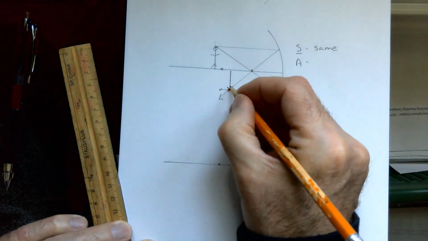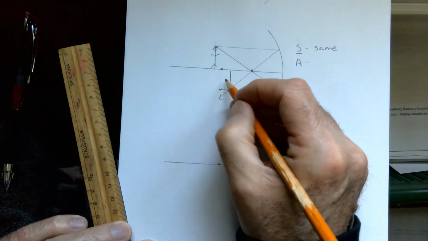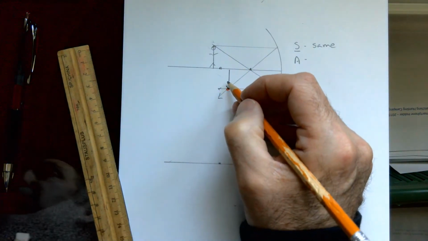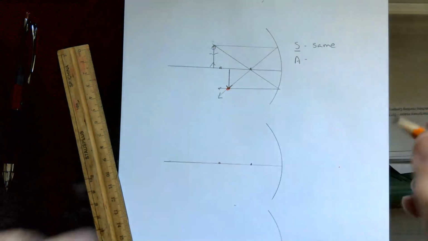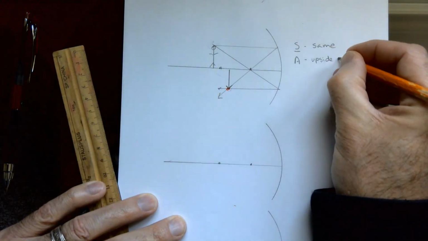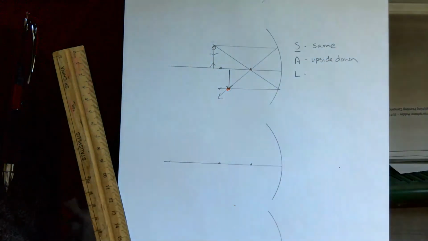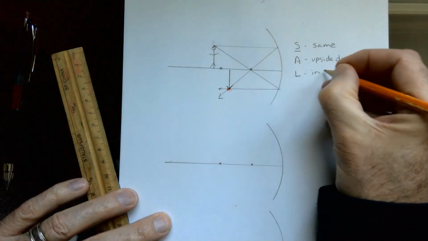Attitude, this guy's upside down. So if you look at yourself in one of these concave mirrors, this is really cool, and we do this in class when we have the apparatus. This person is upside down. Location, in front of mirror.